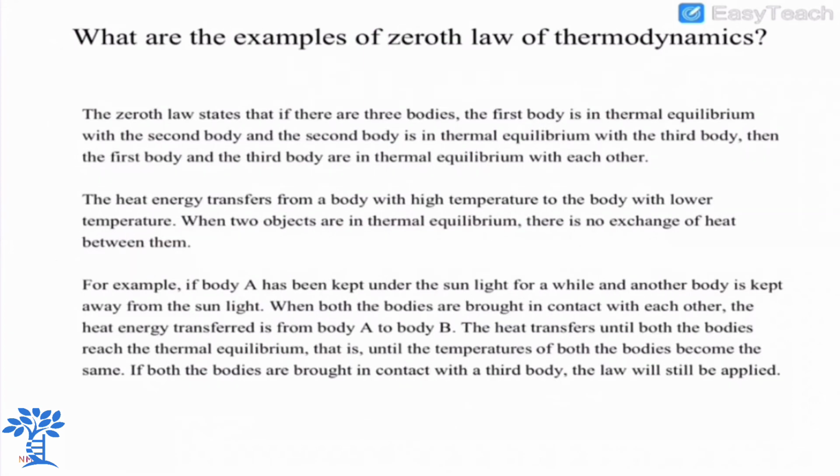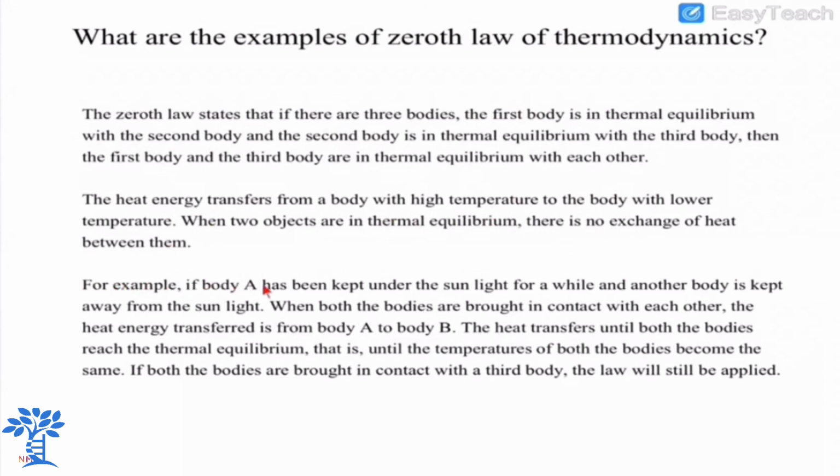The second question is, what are the examples of the zeroth law of thermodynamics? The answer is that the zeroth law states that if there are three bodies, the first body is in thermal equilibrium with the second body and the second body is in thermal equilibrium with the third body, then the first body and third body are in thermal equilibrium with each other. The heat energy transfers from a body with high temperature to the body with lower temperature. When two objects are in thermal equilibrium, there is no exchange of heat between the systems.